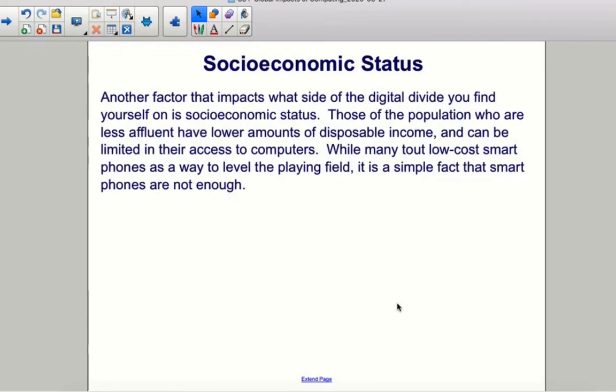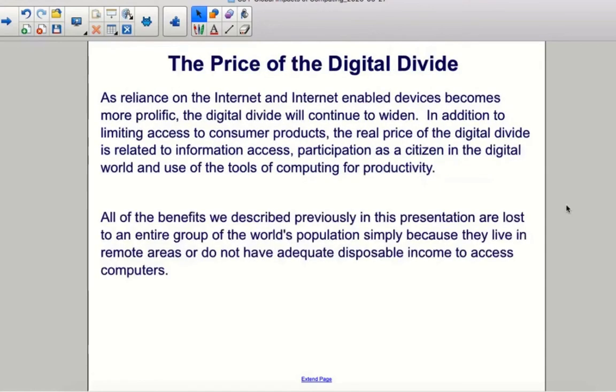Those of the population who are less affluent have lower amounts of disposable income and can be limited in their access to computers. While many tout low-cost smartphones as a way to level the playing field, it is a simple fact that smartphones are not enough. As reliance on the internet and internet-enabled devices becomes more prolific, the digital divide will continue to widen.